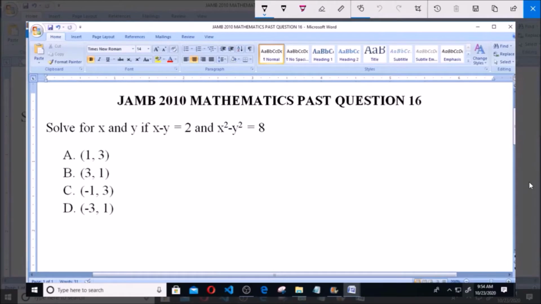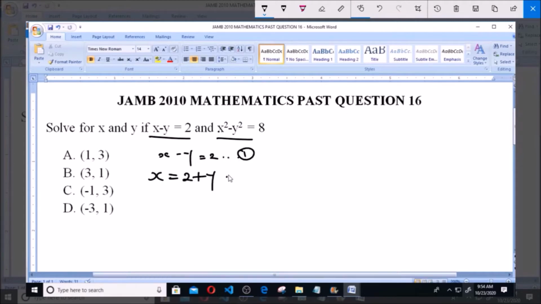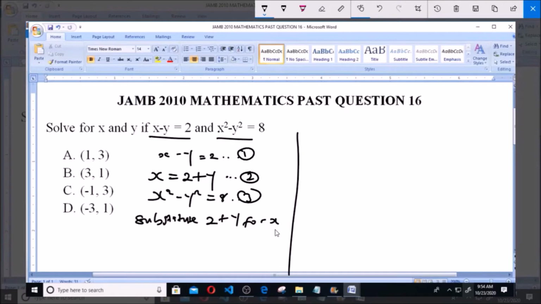Now these are two equations given to us, and we can solve this simultaneously. So the first one says x minus y is equal to 2. So from here we can establish that x is equal to 2 plus y. Let's call this one equation 2. We also have that x squared minus y squared is equal to 8. Let's call it equation 3. Now let's substitute 2 plus y for x in equation 3, so that wherever we see x we put 2 plus y.